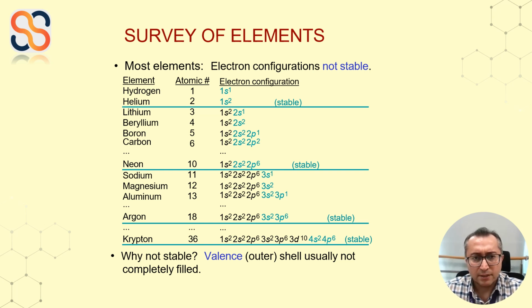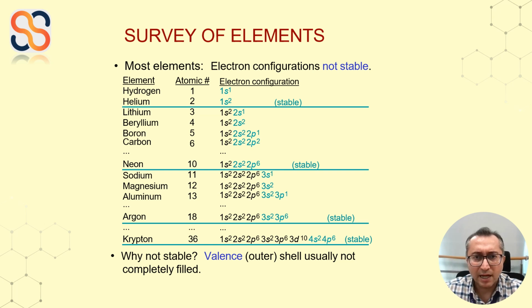Sodium has an electron configuration of 1s2, 2s2, 2p6, 3s1. Notice here that the 3s orbital has only one electron, which makes sodium highly reactive. It really wants to lose that extra electron to achieve a stable configuration like neon. This incomplete outer shell is what drives sodium's reactivity.